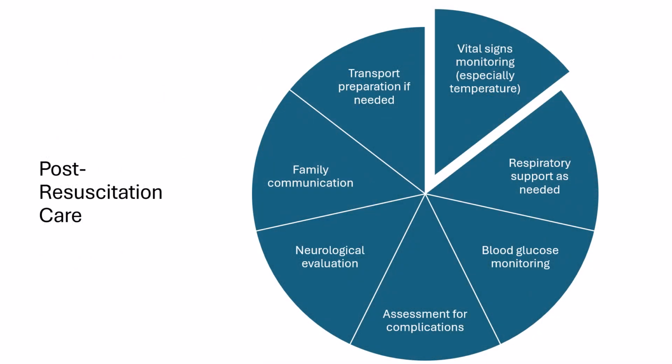Post-resuscitation care is critical for good outcomes. Monitor vital signs closely, especially temperature, as hypothermia increases mortality and morbidity. Continue respiratory support as needed, whether that's oxygen, CPAP, or mechanical ventilation. Monitor blood glucose. Stress and hypoxia can cause hypoglycemia. Assess for complications like pneumothorax or persistent pulmonary hypertension. Perform a thorough neurological evaluation, especially if there was significant resuscitation. Communicate clearly with the family about what happened and what to expect. Prepare for transport if a higher level of care is needed.